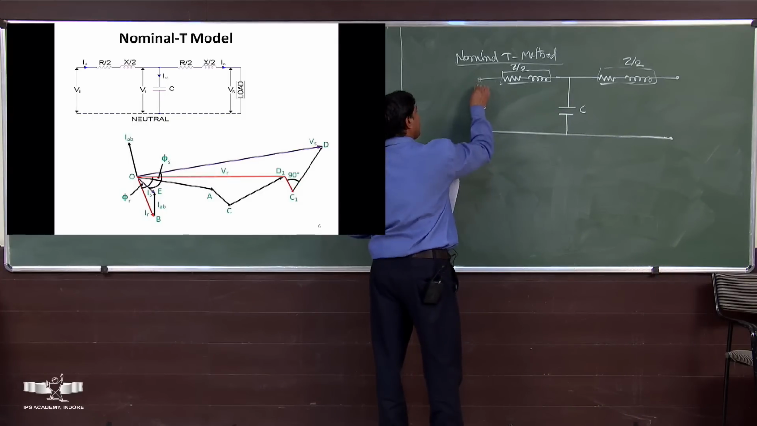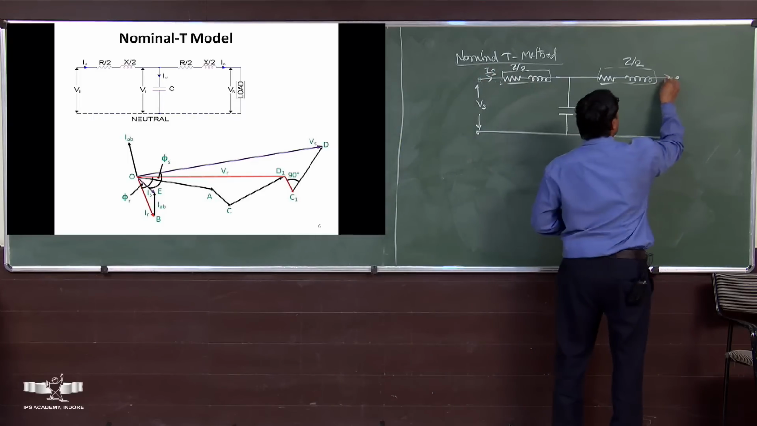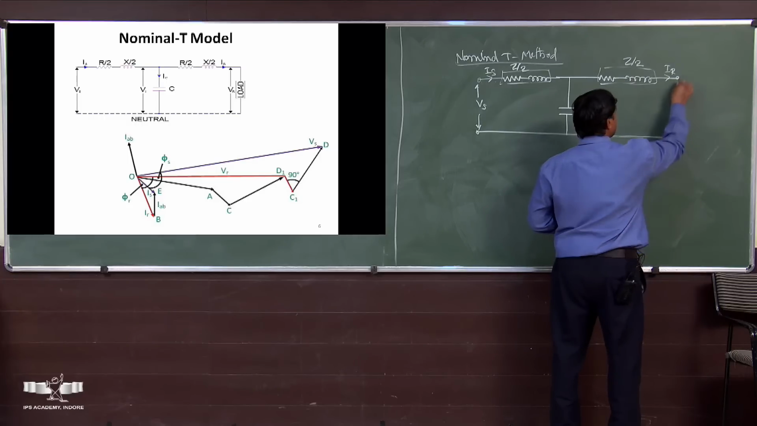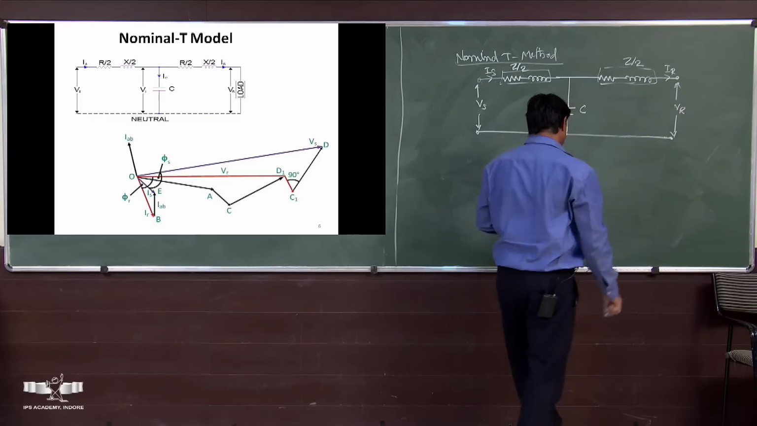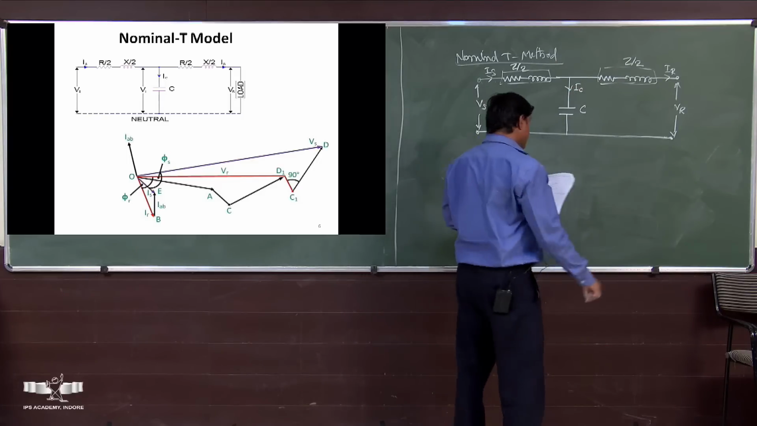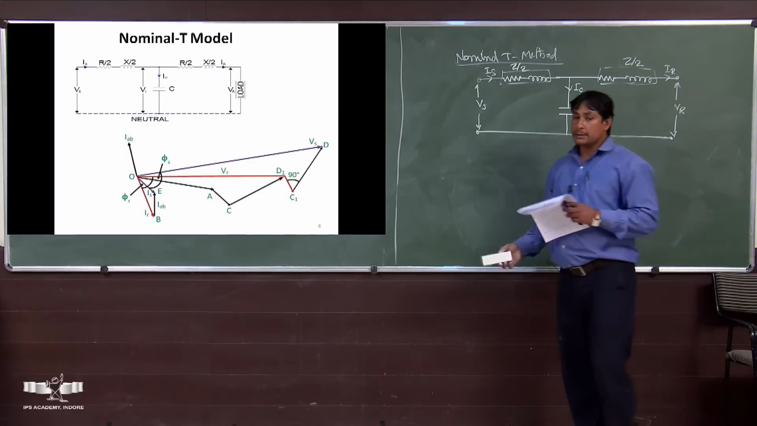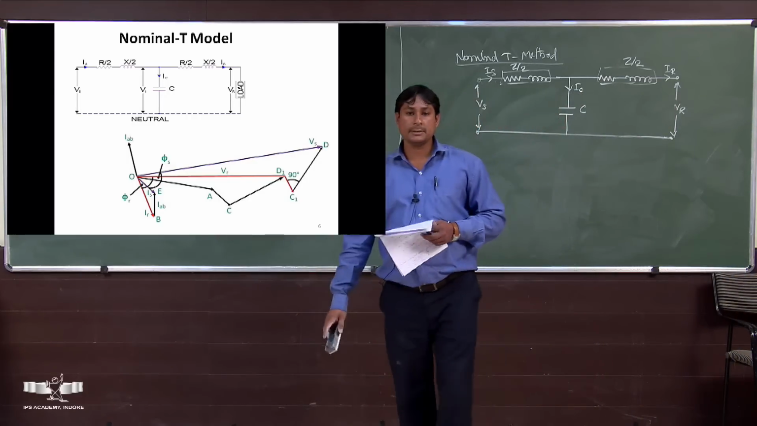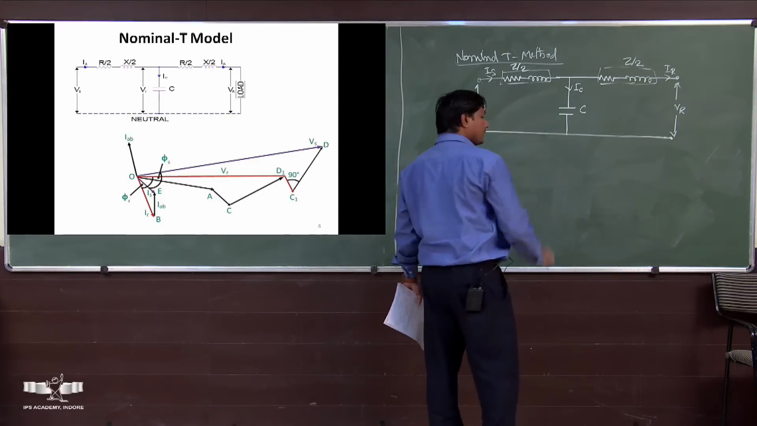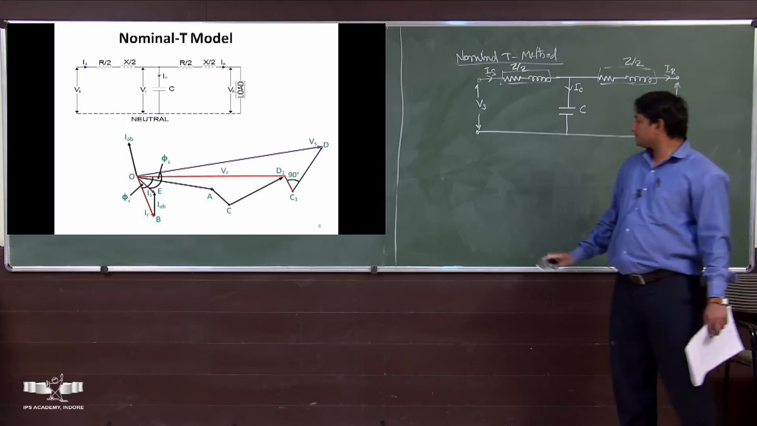Vs is the sending end voltage, Is is the sending end current, Ir is the receiving end current, Vr is the receiving end voltage, and Ic is the charging current. So in this model we also calculate the voltage regulation and efficiency of the transmission line. First we draw the phasor diagram of this model.